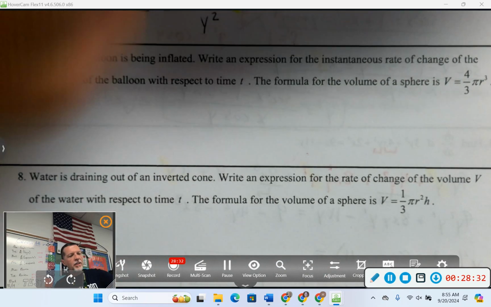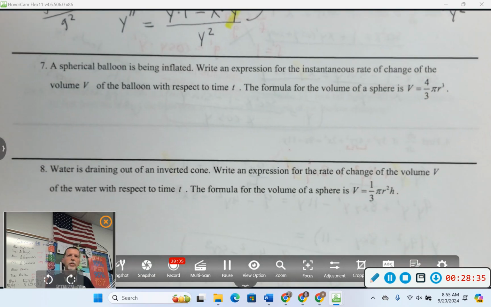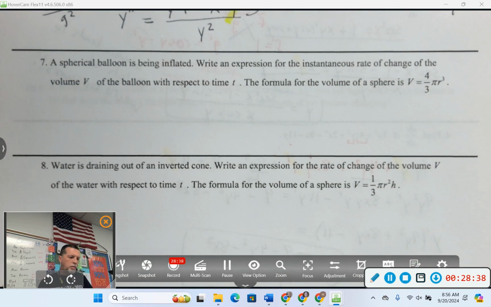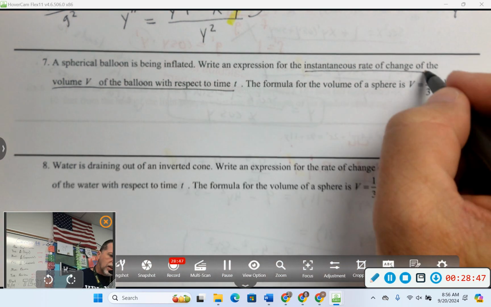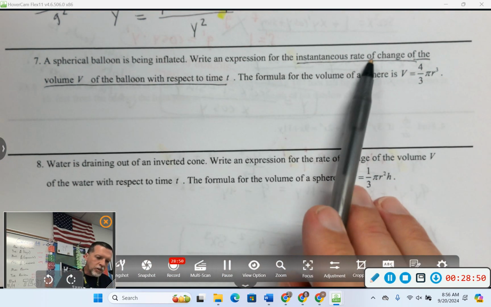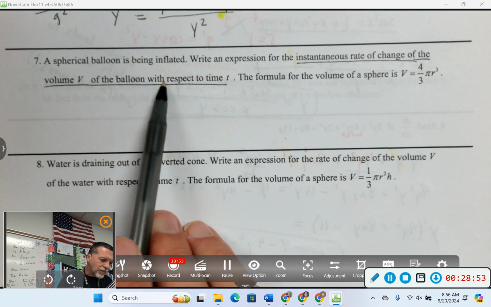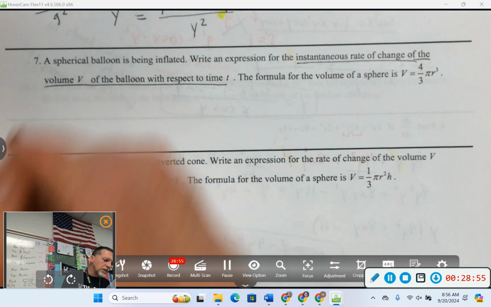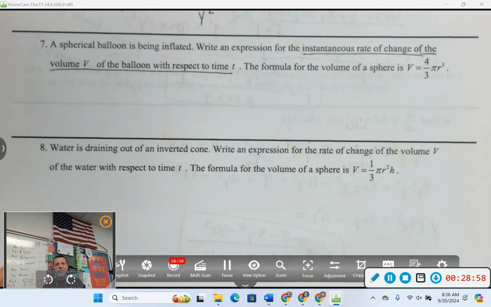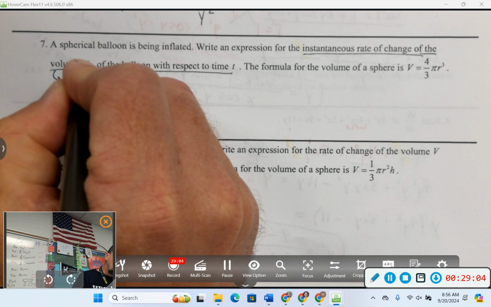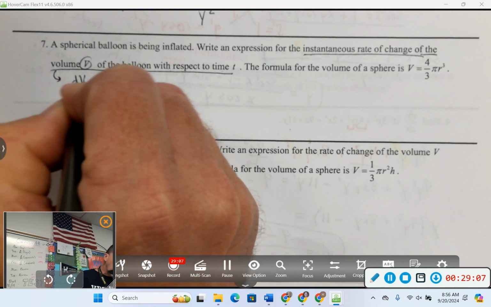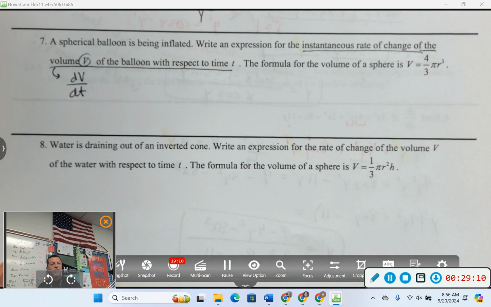Number 7. Again, a lot of notes today, but no notes on Monday. It'll just be answering questions. A spherical balloon is being inflated. Write an expression for the instantaneous rate of change of the volume with respect to time. That's 16 words to say what are we looking for? Derivative of what? Derivative of volume with respect to time. Well, that's a lot of words to say dV/dt. That's what we're looking for.